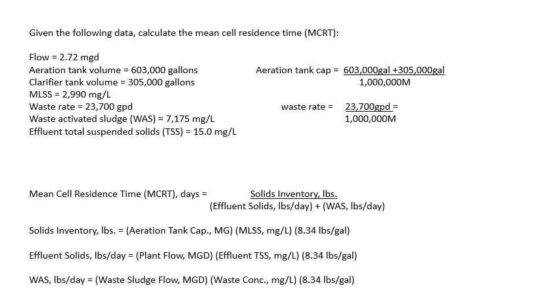All right, so your aeration tank capacity is equal to your aeration tank volume of 603,000 gallons plus your clarifier tank volume of 305,000 gallons divided by a million. That'll get you into million gallons. And your waste rate of 23,700 gallons per day divided by a million to get that into million gallons per day. After you've done the math, the aeration tank capacity is equal to 0.908 million gallons, and your waste rate is 0.0237 million gallons per day.